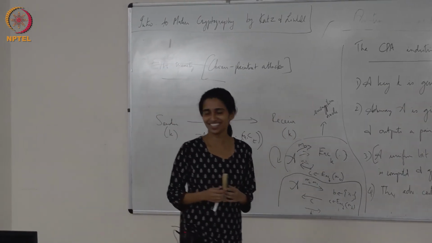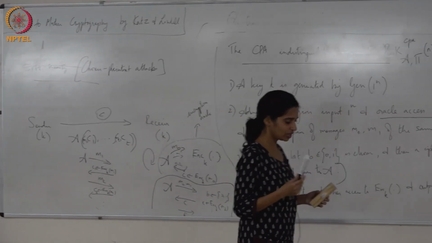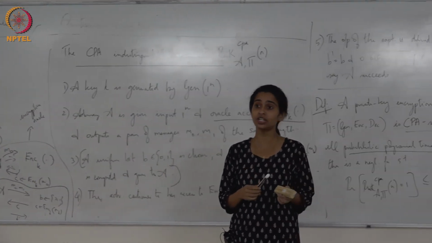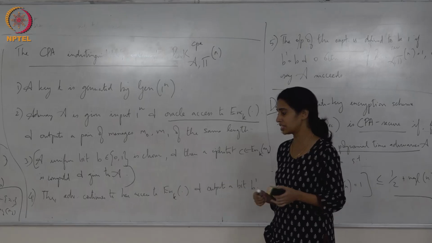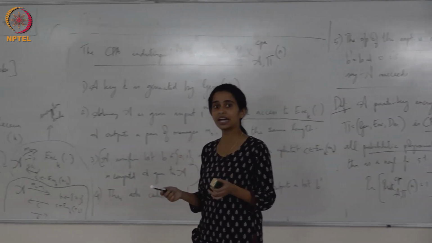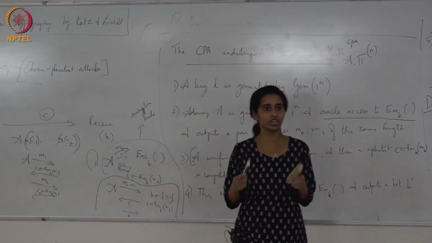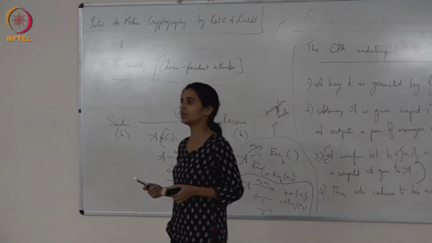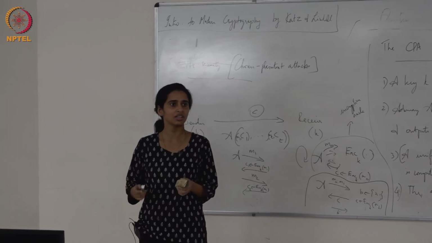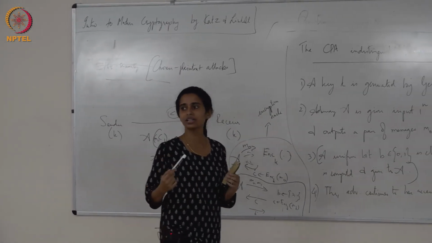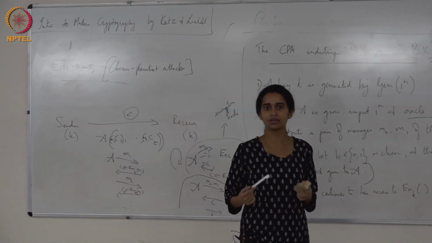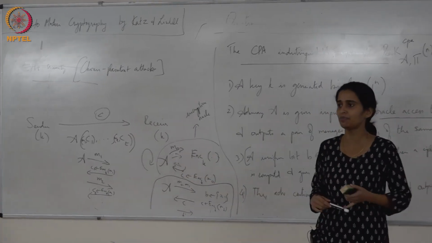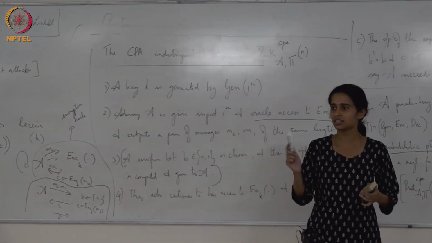Whereas in eavesdropping security, for instance even in perfect secrecy, the one-time pad is a deterministic encryption algorithm. Every time you encrypt the message M with a key K, the ciphertext is always M XOR K. It never changes. But for CPA security, we require that the encryption algorithm is randomized, and one such example is what we will see. Okay, does this make sense?